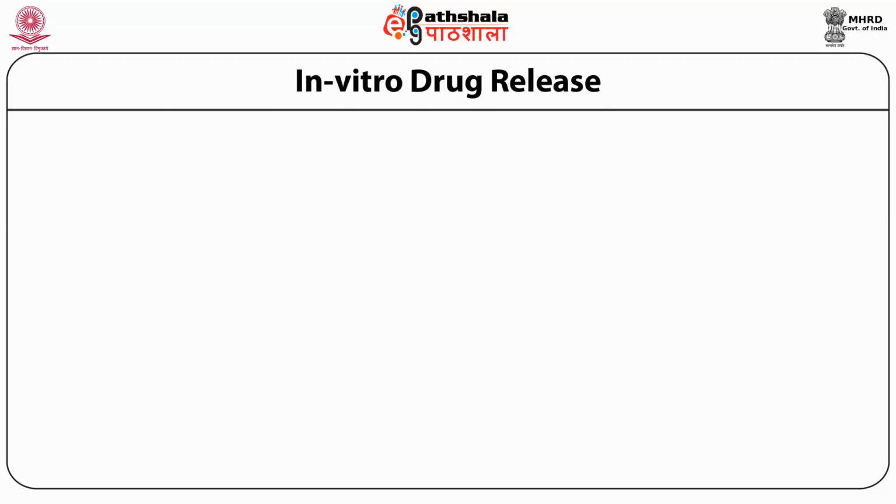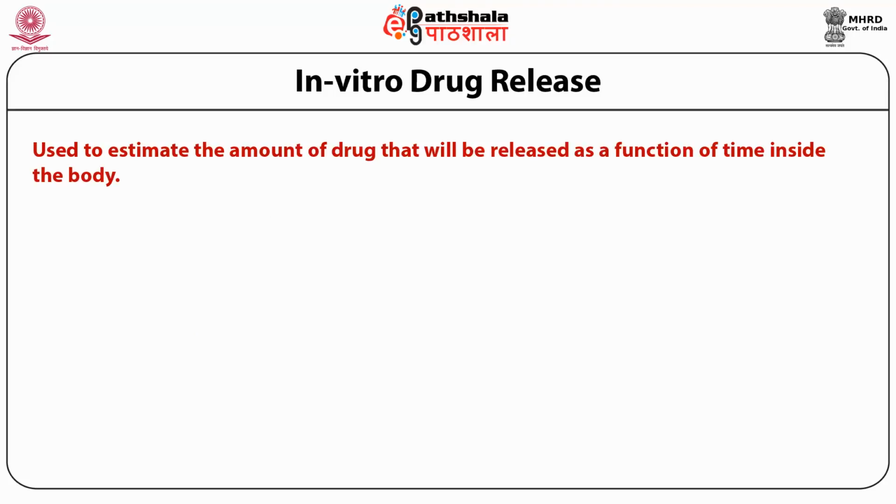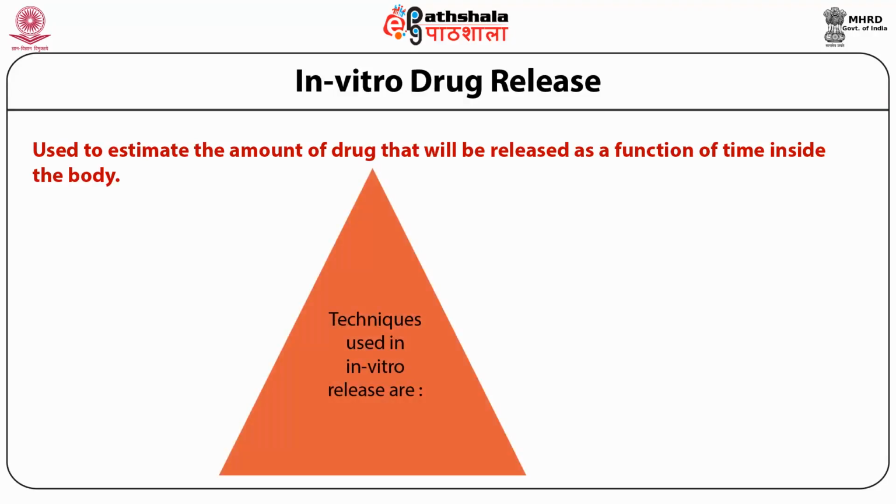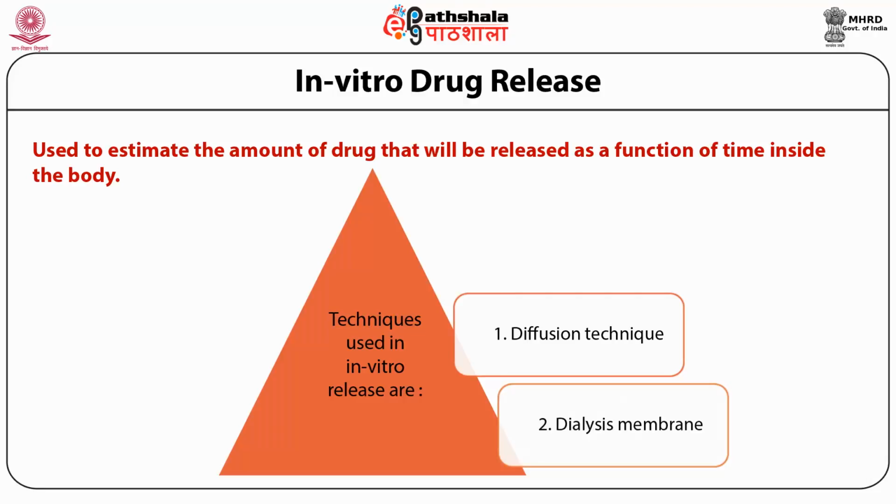In vitro drug release. In vitro drug release needs to be determined to estimate the amount of drug that will be released as a function of time inside the body. In vitro drug release studies are most commonly performed by using the diffusion technique, which involves the use of a dialysis membrane. The dialysis tube needs to be chosen carefully, depending on its drug absorption tendency and various other factors. Drugs should not be absorbed by the dialysis membrane, and the membrane should be freely permeable to the active ingredient. That is, the cutoff molecular weight of the dialysis membrane should not hinder the process of diffusion.